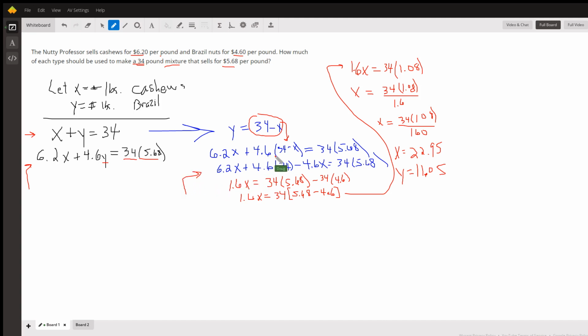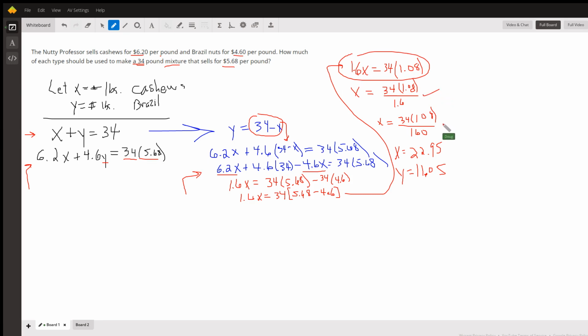Distribute the 4.6. I get 4.6 times 34 minus 4.6 times X. I can combine similar terms here. That gives me 1.6x equals, and if I subtract 4.6 times 34 from the other side, I get this right here.